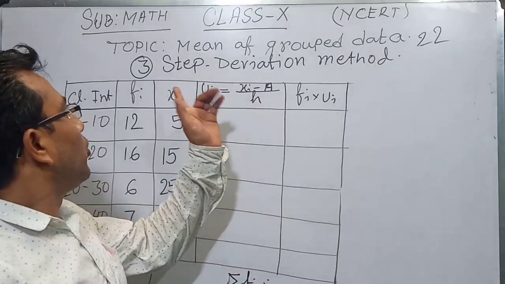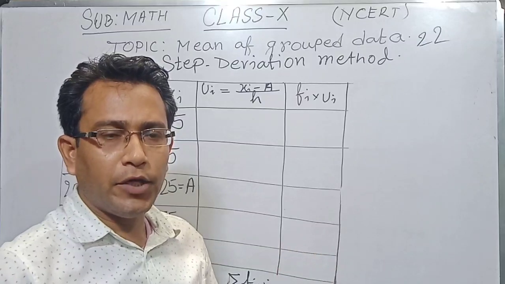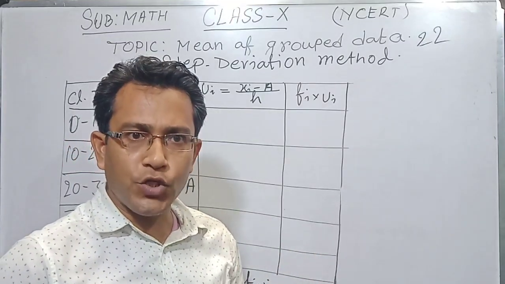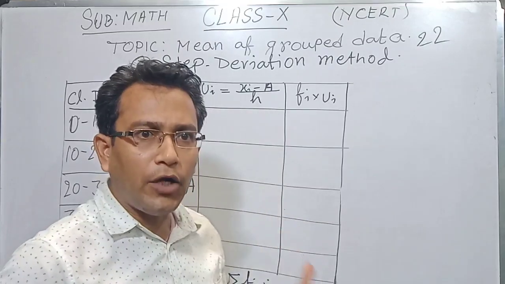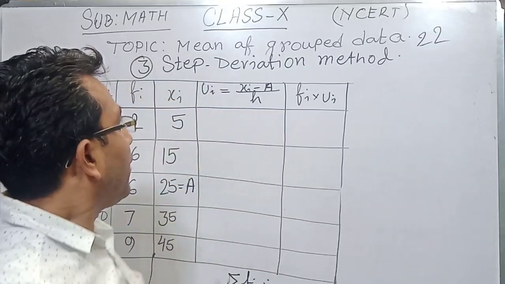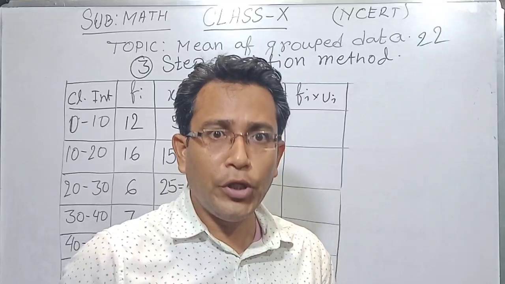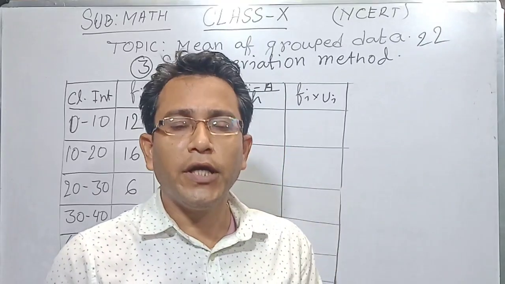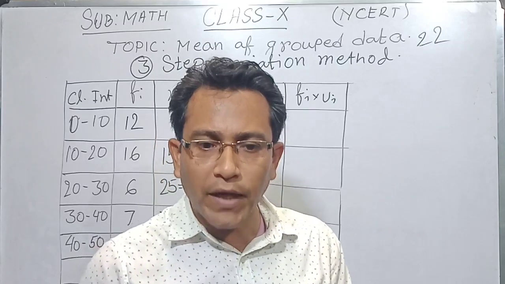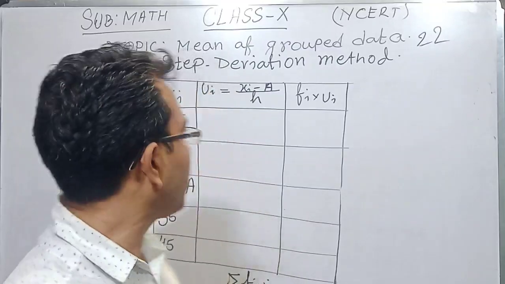Here we are using the third method to calculate the mean. The first two methods were direct method and assumed mean method, and the third one is step deviation method. Remember, all these three values are average values. The way of calculation is different. Here we are using three methods to calculate the mean. Here, the step deviation method.